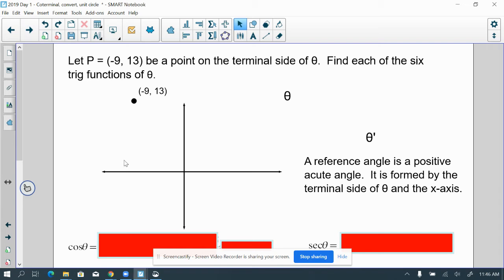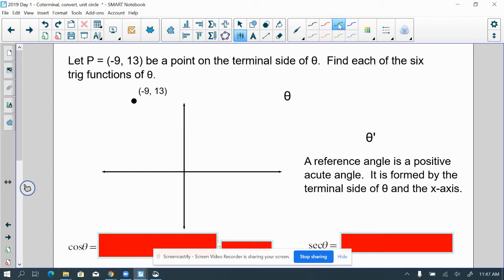All right, last slide. This one, please follow along by taking down notes. So we've got this point, (-9, 13), which is in quadrant 2. Right away, knowing that it's in quadrant 2, the cosine is going to be negative because we had to go to the left. And it's up, right? The y values are positive, so the sine value is going to be positive. We're going to let this point be on the terminal side of theta. Find all the 6 trig functions of theta.